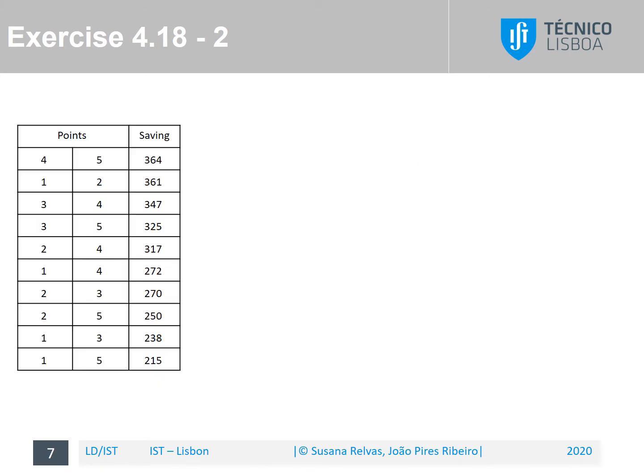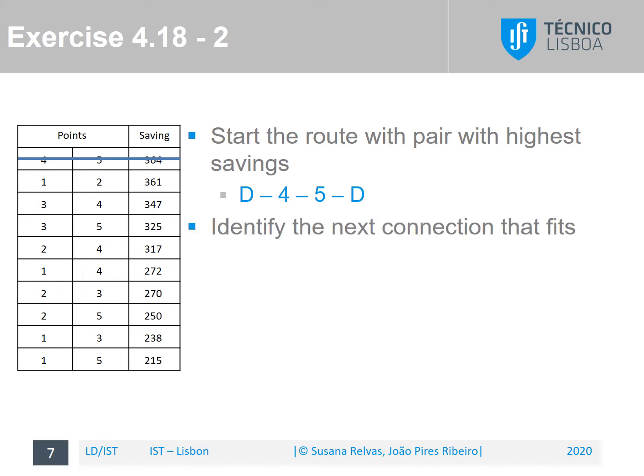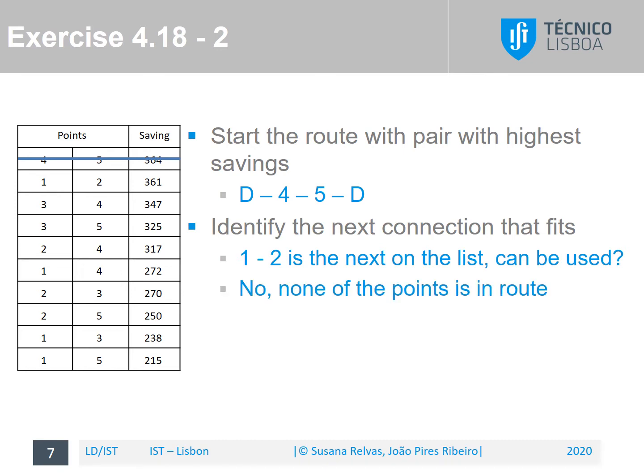Here we have a new matrix, in this case our savings, that are now listed from the highest saving to the lowest saving. So our algorithm says that we start the route with the pair with highest savings. In this case, it's 4, 5. So we take that out from the matrix. We identify the next connection that fits. 1, 2 is on the list. Can it be used? No, because none of the points is in the route.